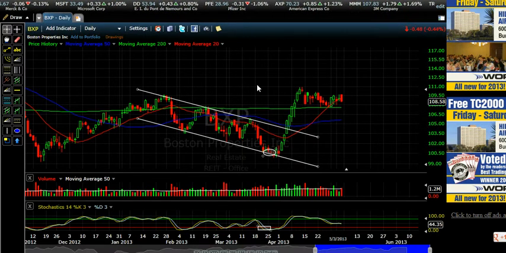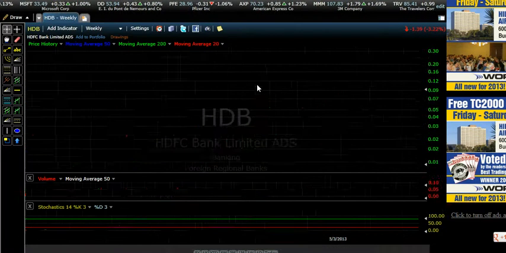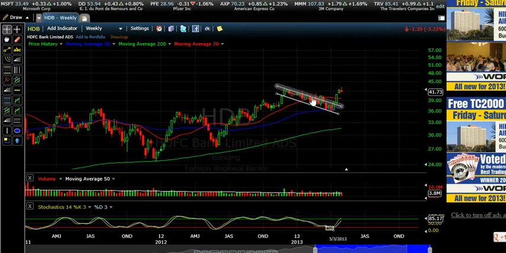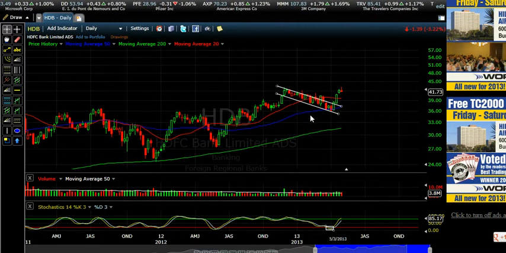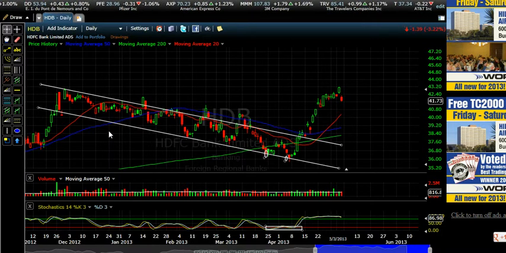So that's my first example. And let's just go over this one real quickly. This is HDB, and as you can see, I located a channel. This one was a little bit more difficult to find, but like I said, over time you'll develop the eye, and we also provide stocks like this setting up.